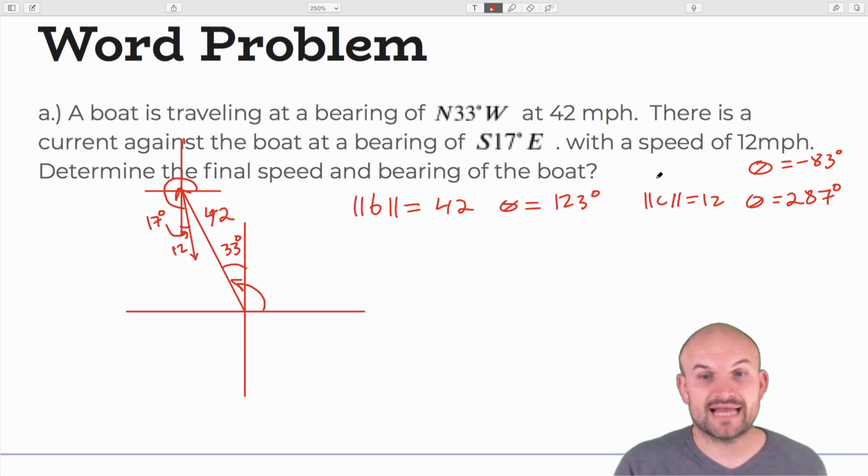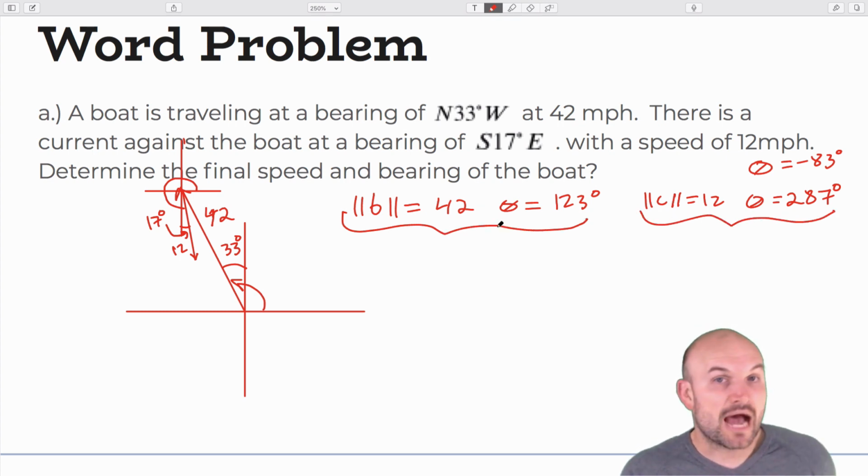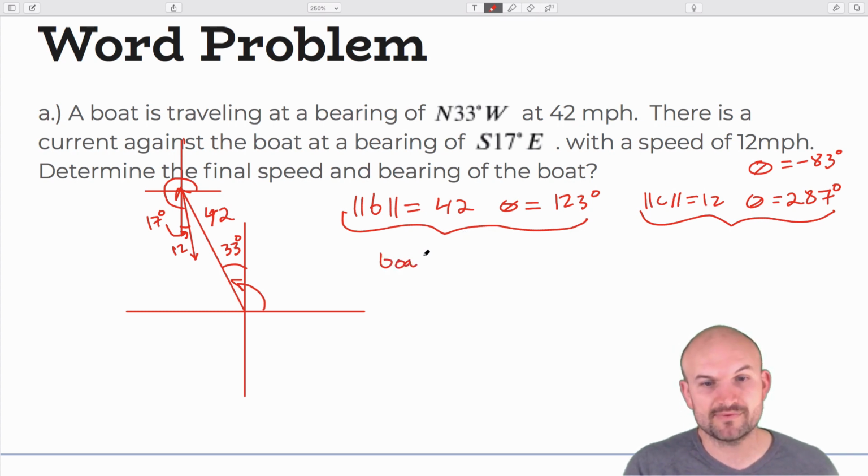So now we have our components for the boat and the components for the current, and now we can write a vector for each of them. So B, which represents the boat, can now be represented as a vector in terms of its magnitude and its angle.